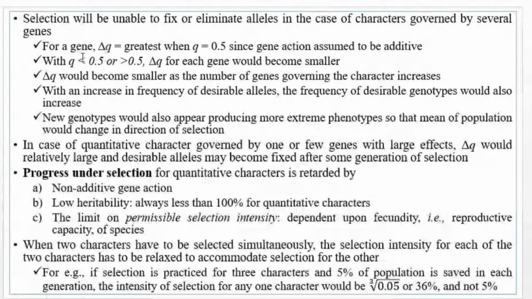With Q less than 0.5 or Q greater than 0.5, the delta Q for a gene becomes smaller. अब Q को value 0.5 भन्दा बढी या 0.5 भन्दा कम भयो भने के हुन्छ, delta Q for a gene becomes smaller, and delta Q would become smaller as the number of genes governing the character increases. किन भन्दा जति यसको maximum Q is equal to 0.5 भन्दा तल या माथि हुन्छ, the number of genes governing the character will increase हुन्छ. So delta Q also becomes smaller at that time.